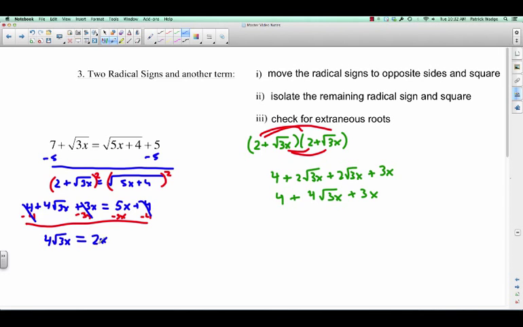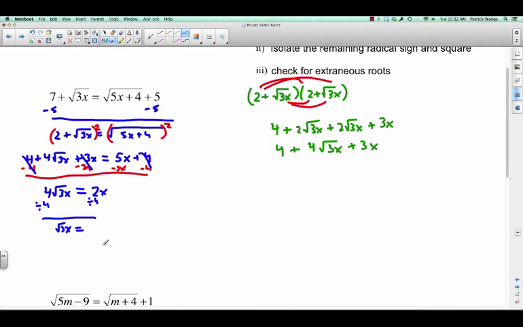You could square both sides right now, incidentally, and you just make this 16 times 3x. But I like to actually isolate the radical sign. So what I'm going to do, since this is 4 times root 3x, is I'm going to divide by 4 and divide by 4. That leaves me with root 3x on this side. And on this side, I get 2 over 4x. That's 0.5x, or you could write it as 1/2 x, or you could write it as x over 2. Same as 1x over 2, right? 1/2 x. Okay, we have gotten all the way down to isolating the remaining radical sign and square. We're ready to square now.